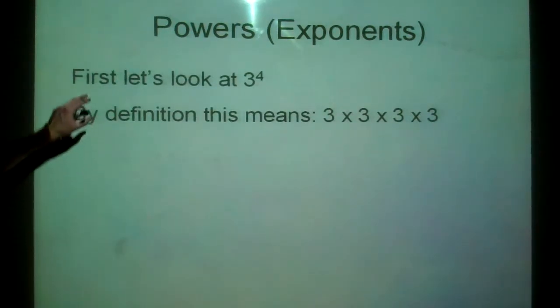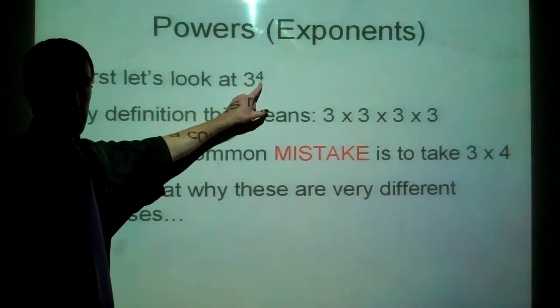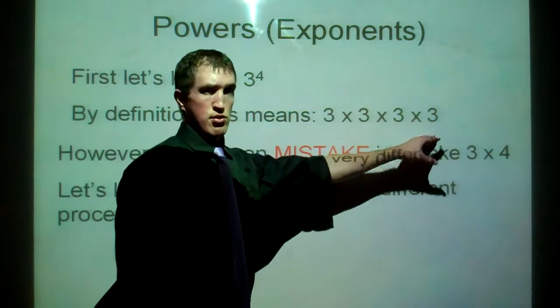Now, if we look at 3 to the fourth power, which we will solve in a second here, by definition, this means we're going to multiply 3 together 4 times. So 3 times 3 times 3 times 3. The common misconception, or the common mistake, is to take 3 times 4. This does not mean 3 times 4. So let's look at why these two are very different processes. Okay? This means we're multiplying 4 3's together. 3 times 3 times 3 times 3.